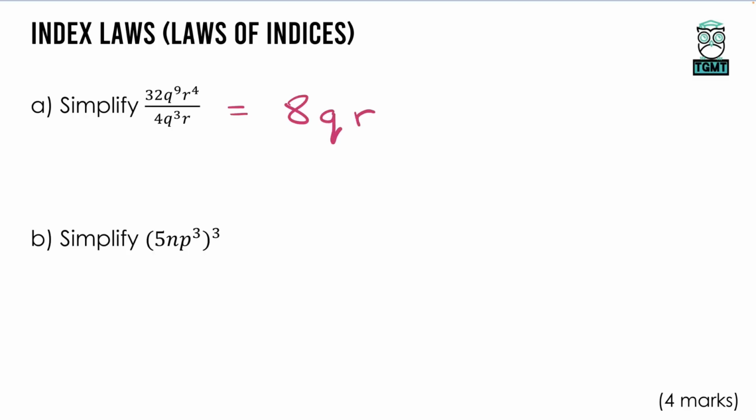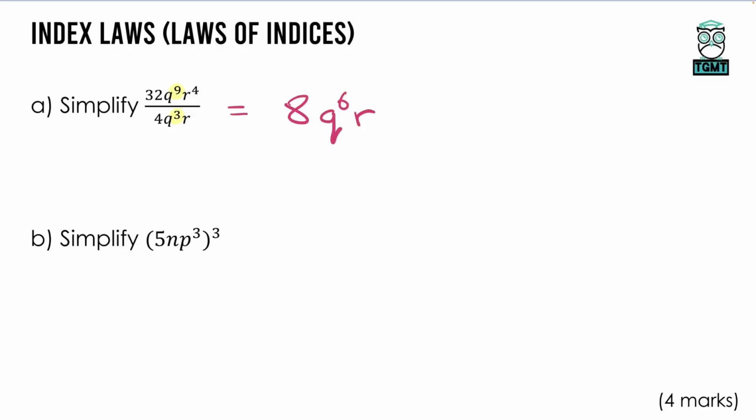We just need to figure out what the powers of Q and R actually are. So here we have a power of 9 for the Q, and we also have a power of 3. So if we subtract those powers, 9 take away 3 gives us a power of 6.